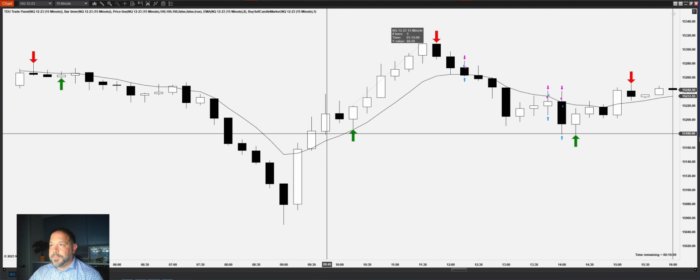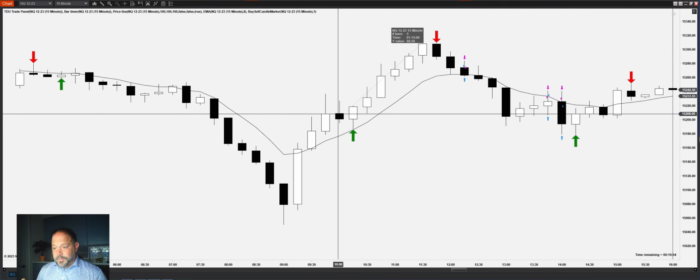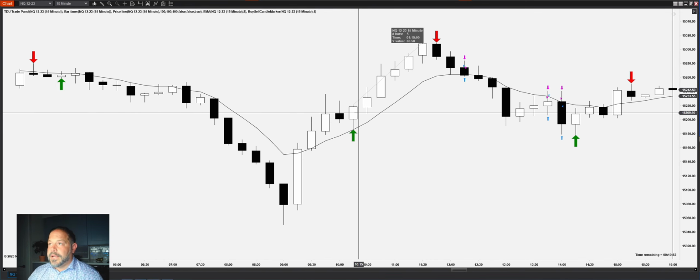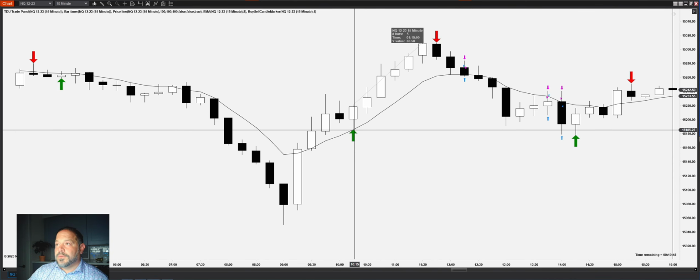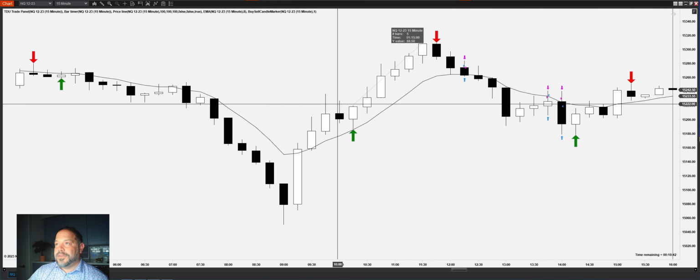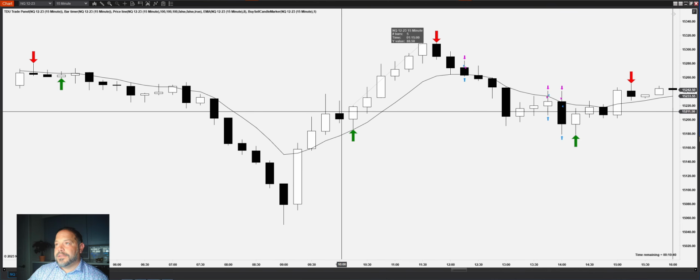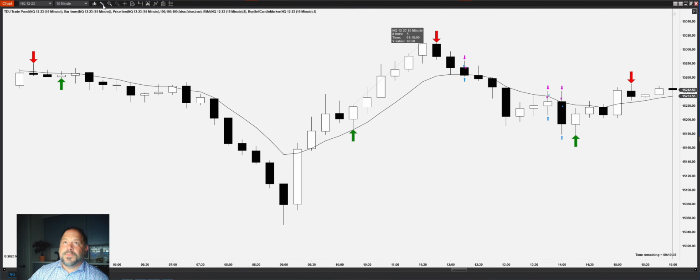So how did this happen? We get a 15-minute candle that's got a downward pressure. Our next candle creates a lower low, but then closes inside of the source candle. Boom, we get an activation.